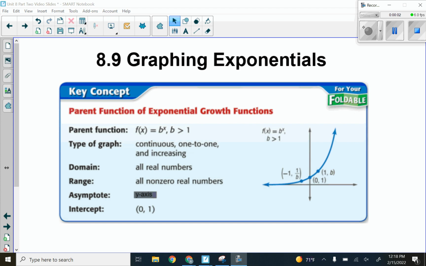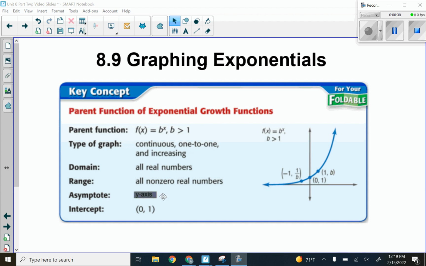Our last lesson in Unit 8 is 8.9, Graphing Exponentials. So here's some background information about our exponential functions. Some key things being our base has to be greater than 1. Our domain includes all real numbers, so that means it will go from negative infinity to positive infinity. Our range is all non-zero real numbers. So that means it'll start from wherever your asymptote is.